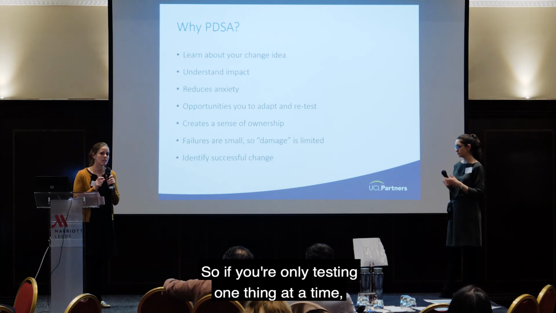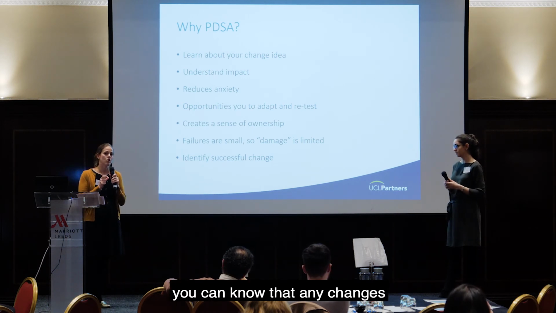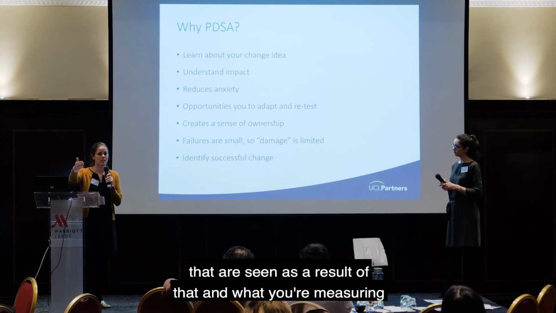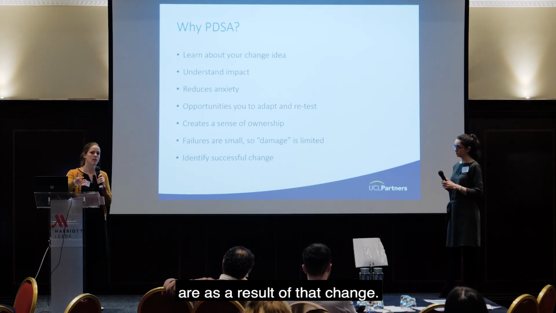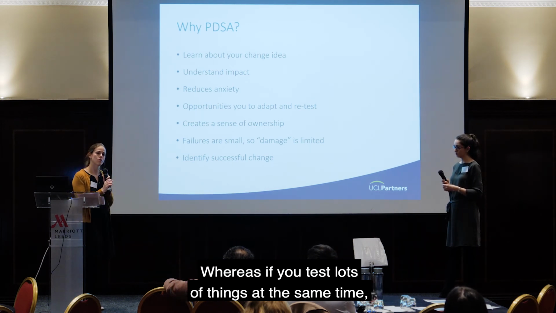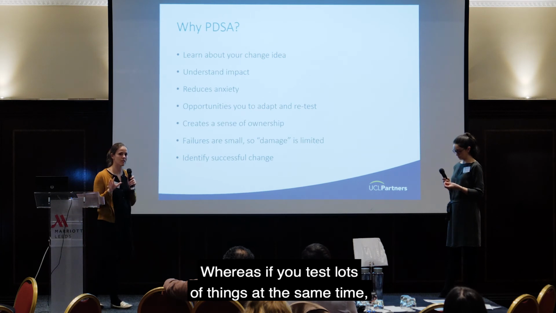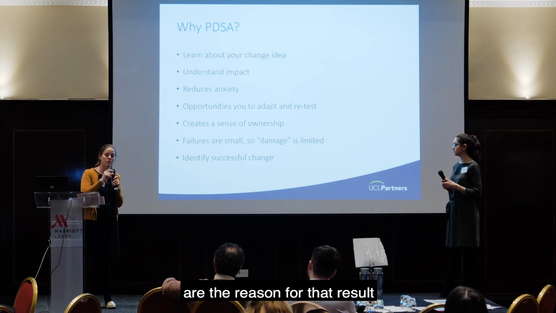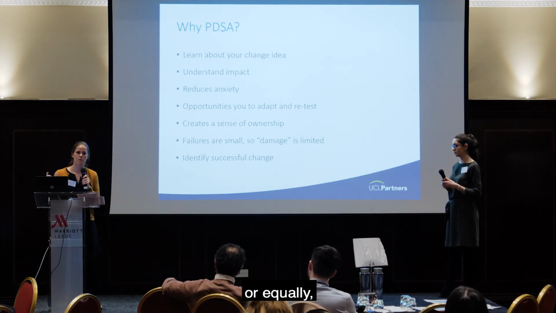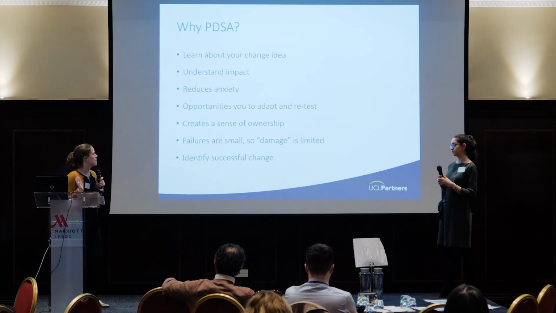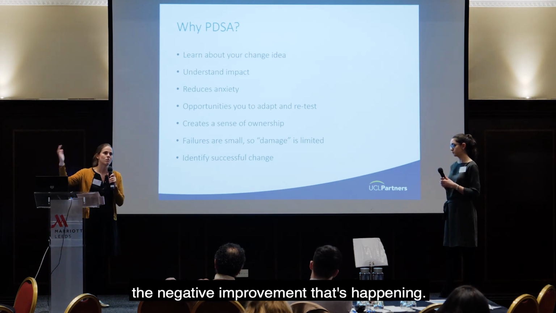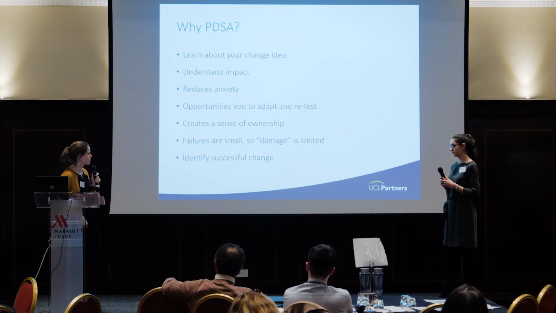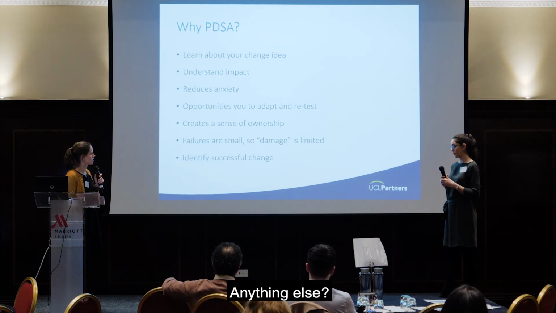So if you're only testing one thing at a time, you can know that any changes seen in what you're measuring are a result of that change. Whereas if you test lots of things at the same time, you might see an improvement, but you don't know which of those things that you've changed are the reason for that result or that improvement you've seen, or equally the negative effect that's happening. Anything else?